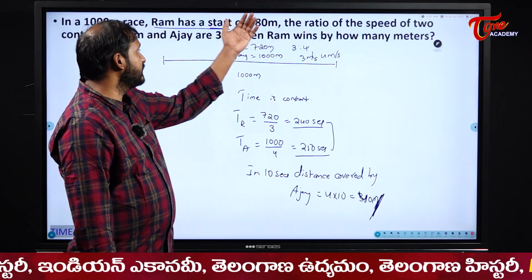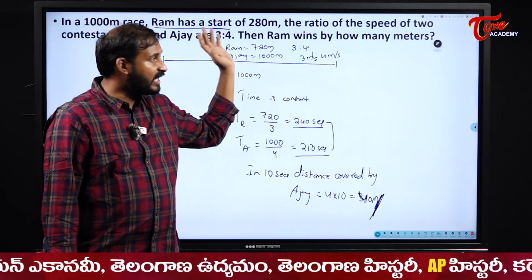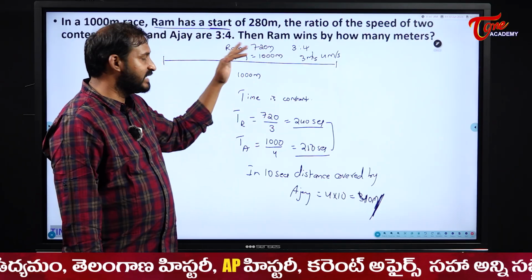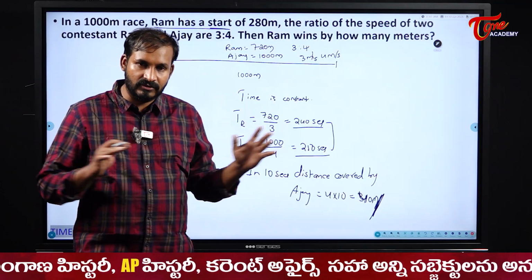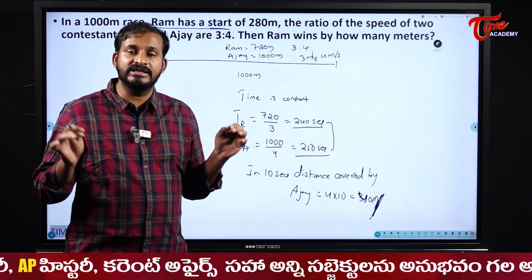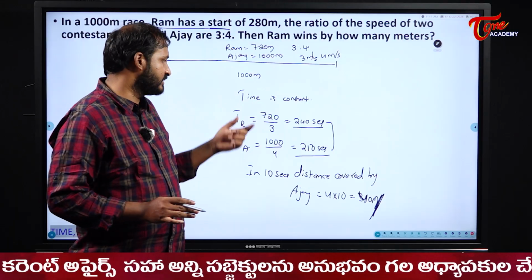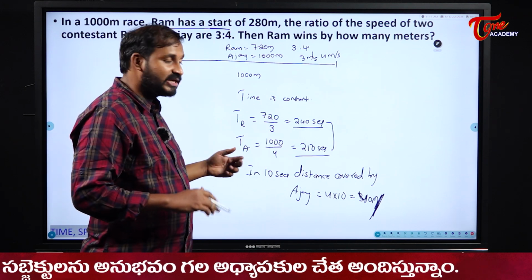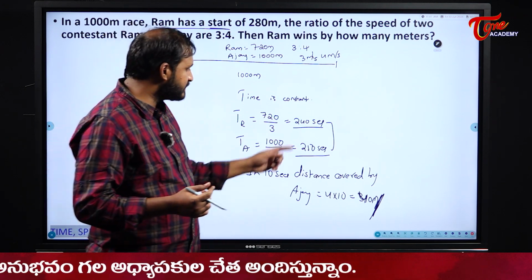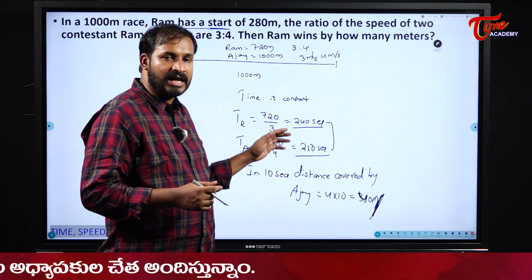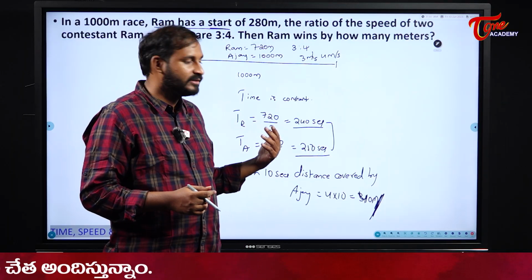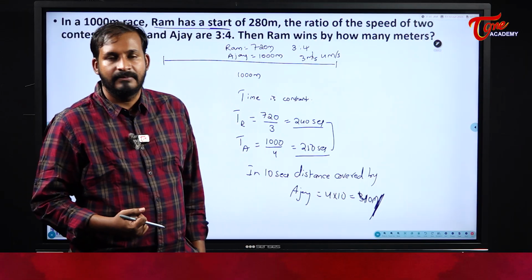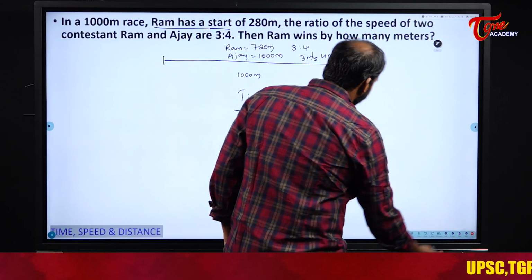See here, students, Ram is winning only because he is getting a start. Else Ram will not win here, because his speed is less than Ajay's speed. Ajay should cover the total 1000 meters, whereas Ram should cover just 720 meters. Ram will finish his race in 240 seconds, while Ajay will take 250 seconds. That means after Ram reaches the destination, Ajay will be 10 seconds away from it. So, in 10 seconds, Ajay is going to cover 40 meters. Next one.